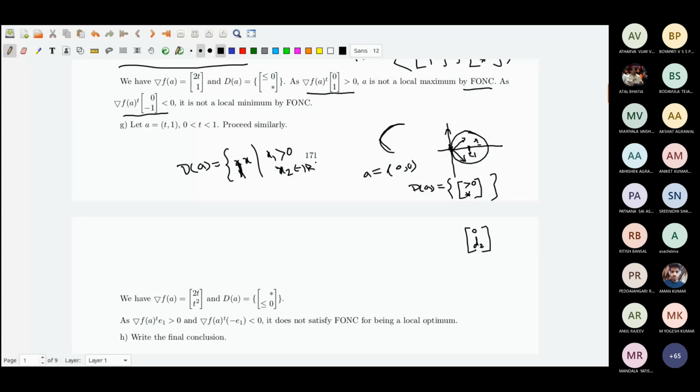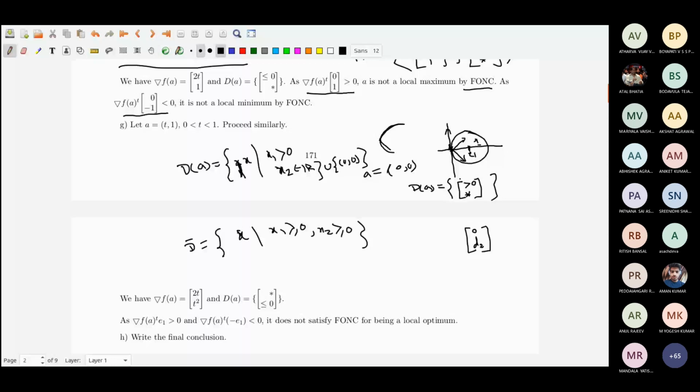Okay, and union, of course, (0, 0) is included. That is DA. And what is D closure? Now, the D closure is simply the set of all x such that x1 is greater than or equal to 0 and x2 is greater than or equal to 0.